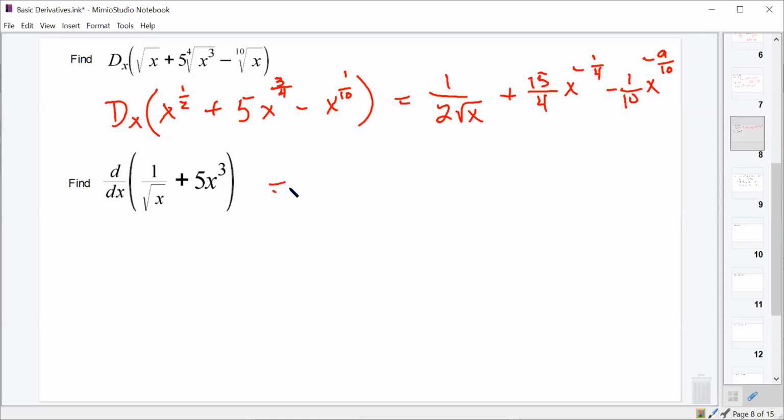Okay, what about this one? This 1/root x is x to the negative 1/2, right? And so when we take the derivative of that, it should give us negative 1/2 x to the negative 3/2 plus 15x squared. Everybody good with that? Yep. All right.